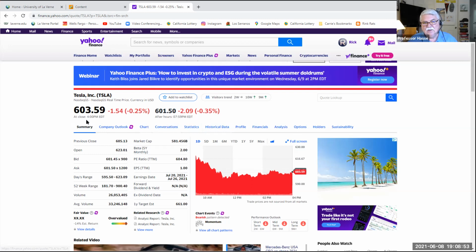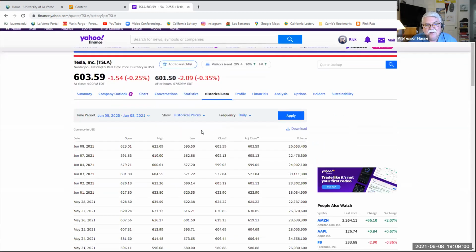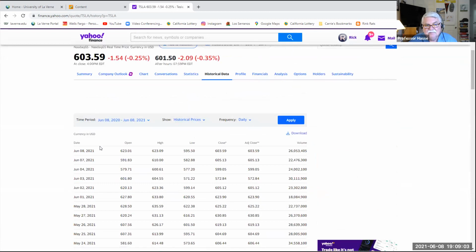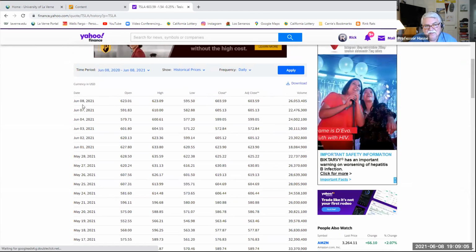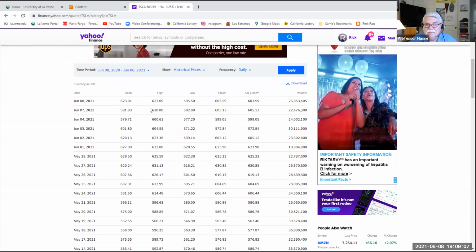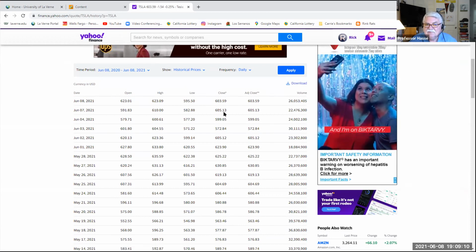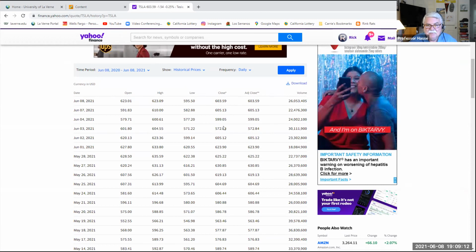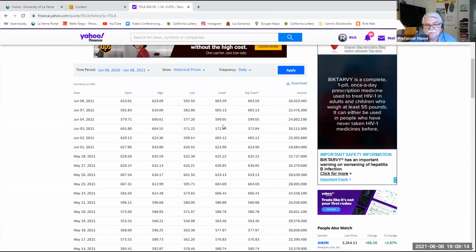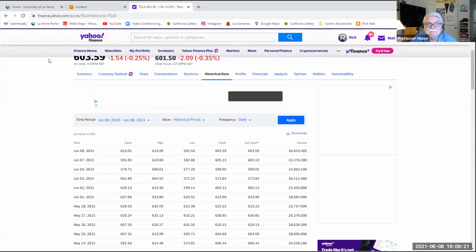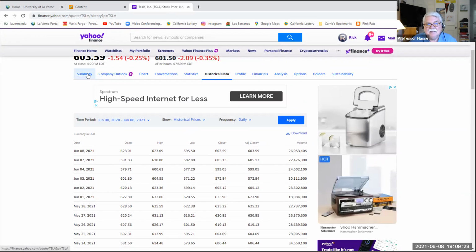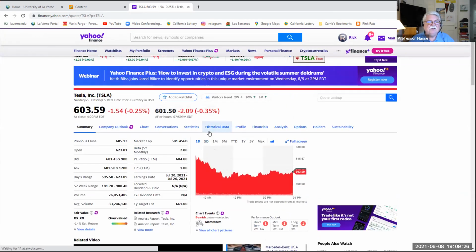If you're doing this on Saturday or Sunday, you can click on historical data and it'll give you the prior prices of all the days of Tesla. Here's today's price, 603.59. Here's yesterday's. Ooh, Tesla went down today. Not good. But it had a nice rally this week from last week. This is where you can confirm those prices every day. So that's Tesla, and you would do this for every company.